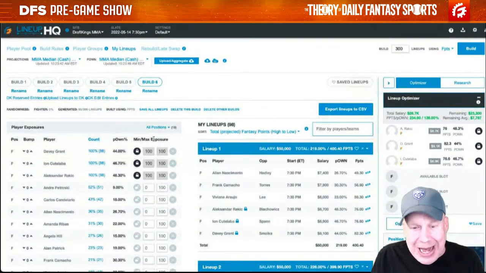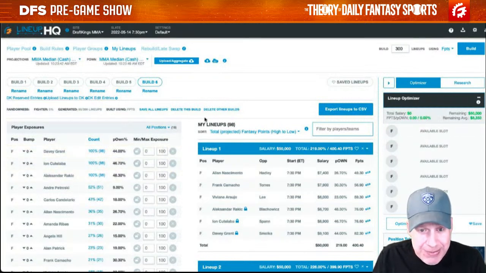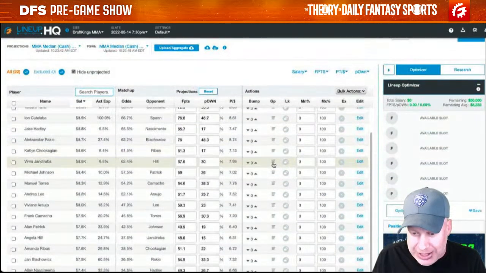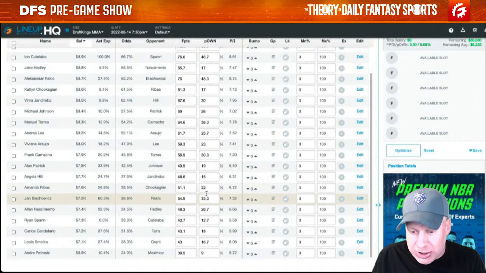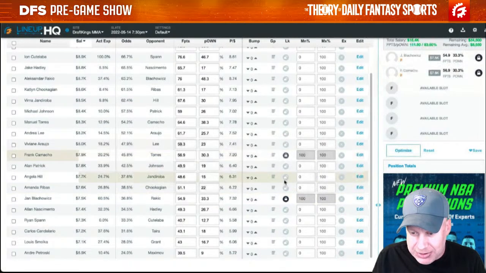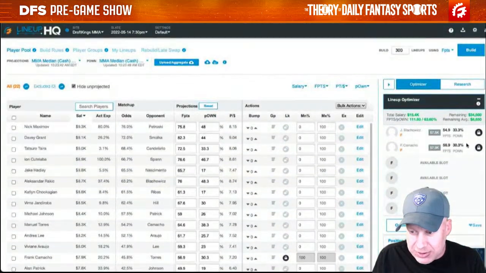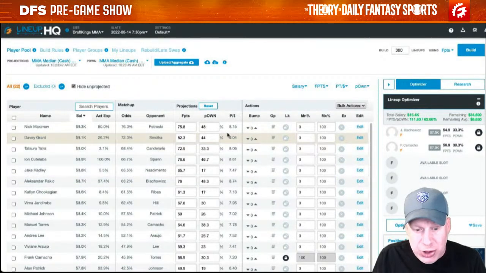So you're looking at the combinations. This is also helpful for Showdown. If you're playing Showdown NBA or Showdown NFL, these are the same types of things that you could do. You could look at this and look at the ownership and go, okay, let me go down to the lower end. Who's the chalk combination on the underdog side? Well, Blachowicz and Camacho. So a lot of people are going to be playing Camacho and Blachowicz, and then at least one of these 40% owned guys. Maybe they're playing 2.